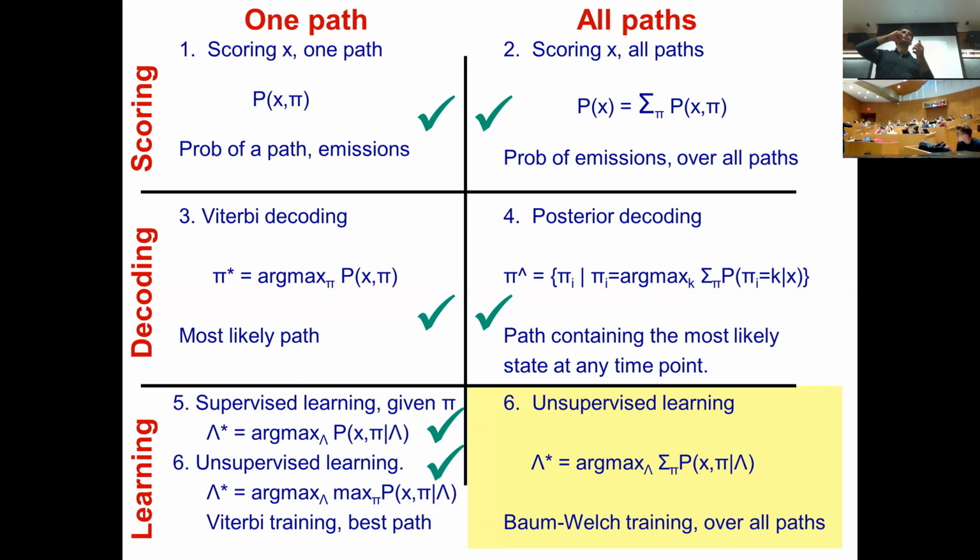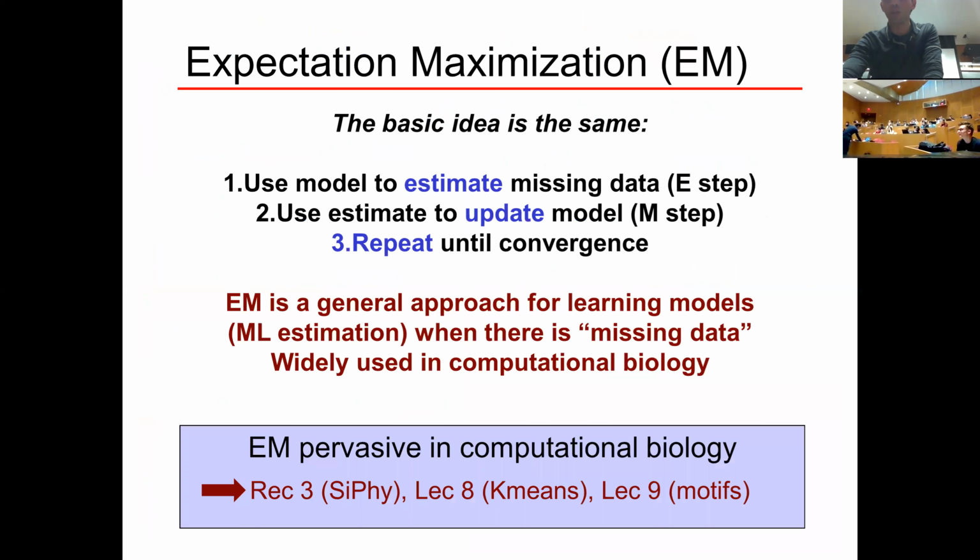how many times did I make the transition from state K to state L? And over all possible paths, and therefore annotations, how many times did I emit a G from state B, and so on and so forth, okay? So this is exactly the same thing conceptually. It's exactly the same thing conceptually.